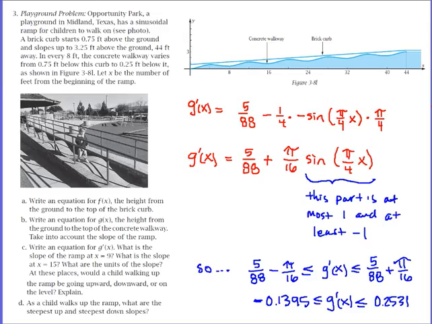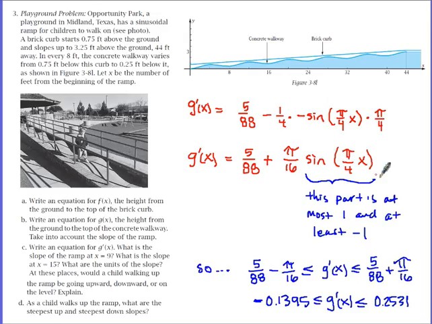So then looking at the last part, the child walking up the ramp, the steepest up and the steepest down slopes, we're just looking at the g prime of x function, and then we want to know when this g prime of x function is biggest or smallest. And we could graph this, I'm sure, and then look for minimums and maximums, but this is actually pretty easy to look at.